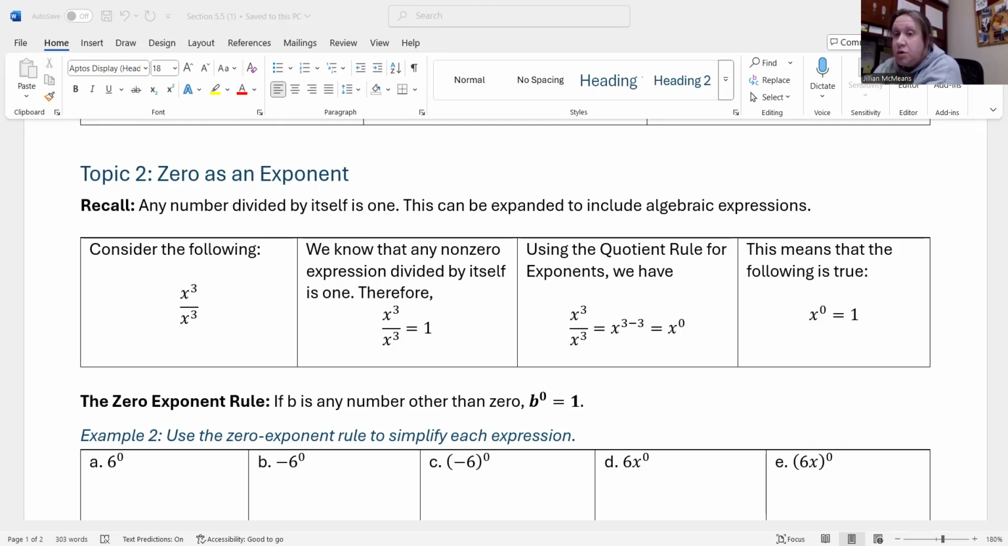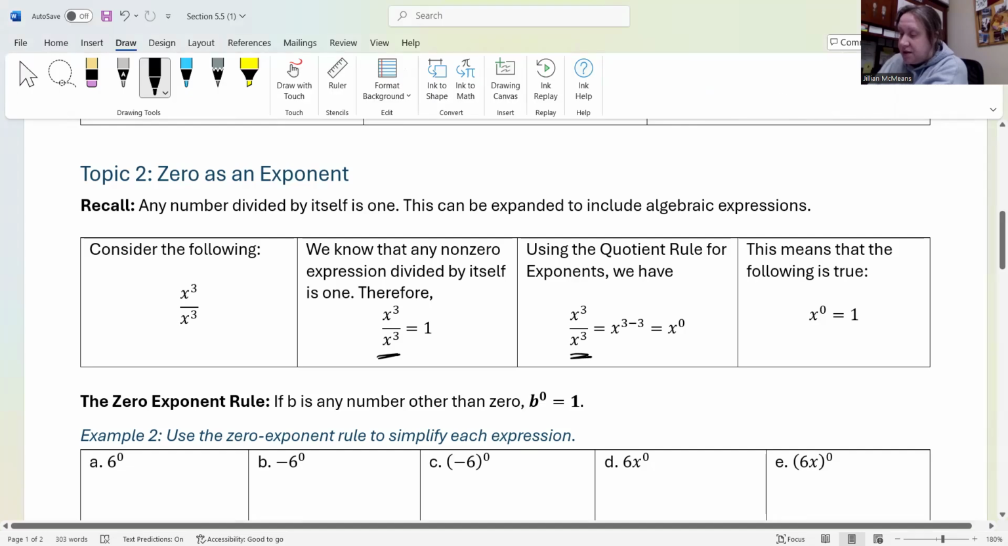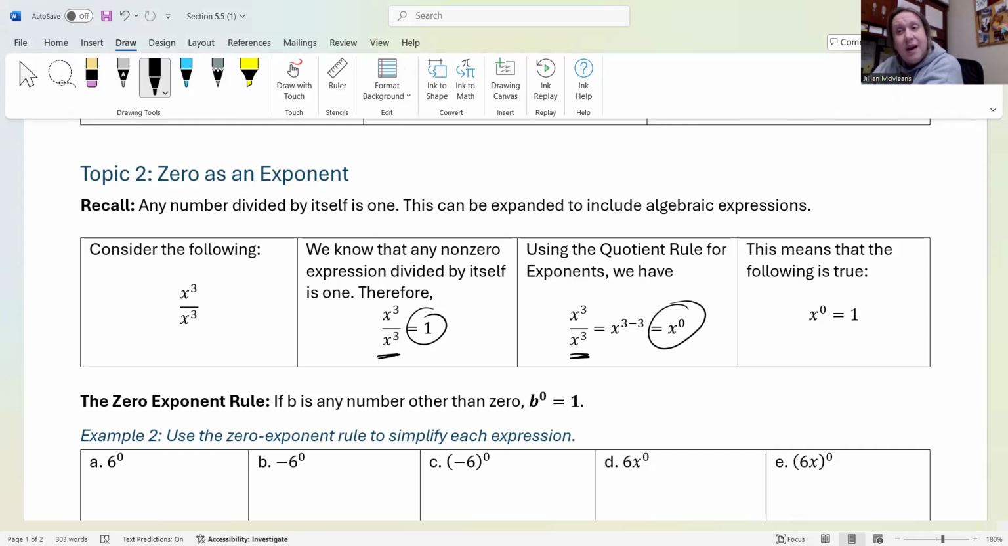So using the quotient rule, we would take x to the third divided by x to the third. We know that if we're dividing two expressions with the same base, we keep the base, we keep the x, and then we subtract the exponents. So 3 minus 3 ends up being x to the 0 power. Seems reasonable. Well, if x to the third divided by x to the third is equal to 1 and simultaneously equal to x to the 0, it goes without saying that x to the 0 equals 1. And that is the zero as an exponent rule, or the zero exponent rule.